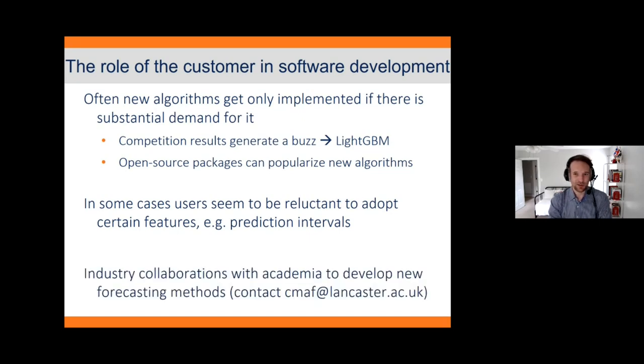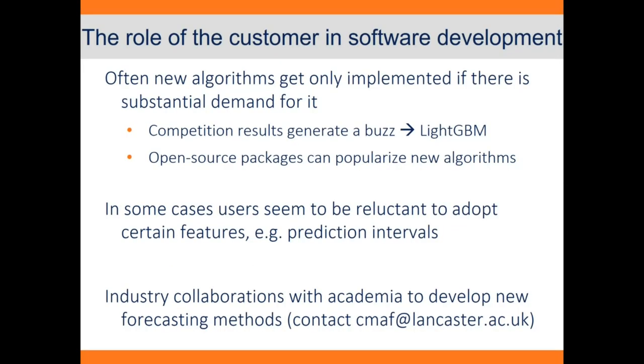And last but not least, I think having more industry collaborations with academia would certainly help to also make open source packages, that later can get integrated, more focused on practice at the end. And so we don't just develop an algorithm because we need a publication, but also we develop an algorithm that is really helpful and addresses the issues that people observe in reality. And here I should probably point out a bit of advertising. If you have any type of interesting forecasting problem, get in touch with the CMAF folks.